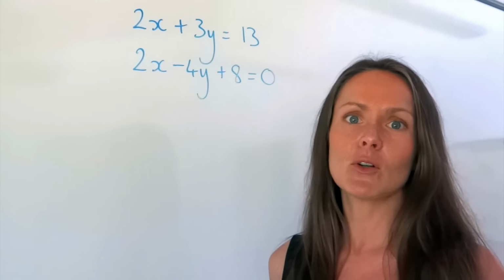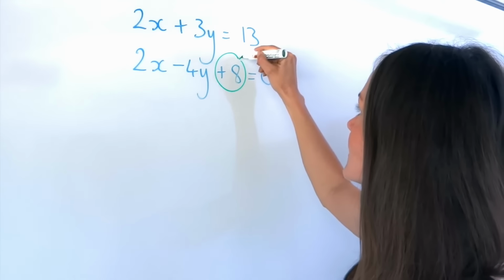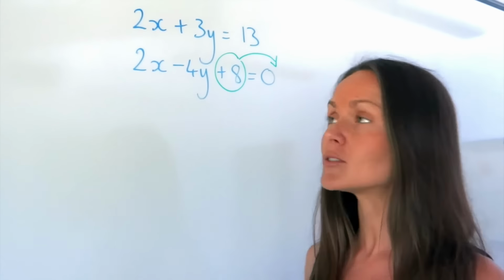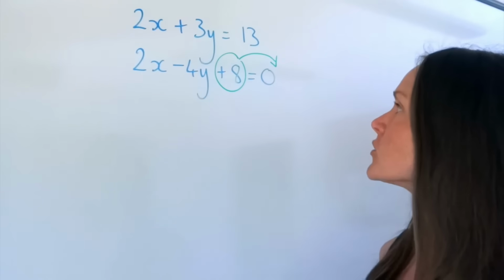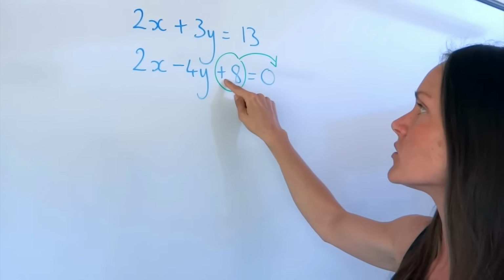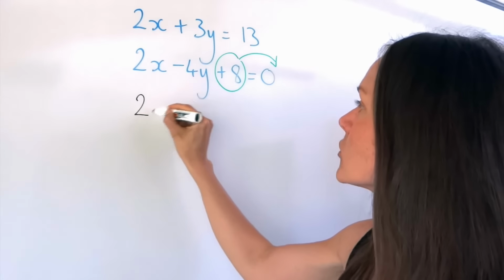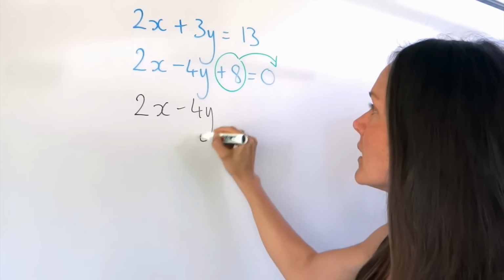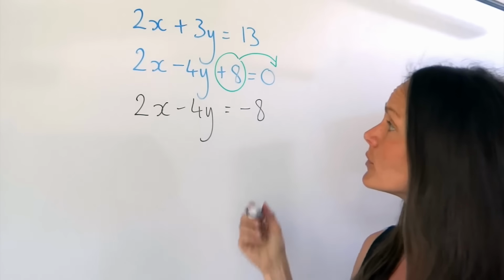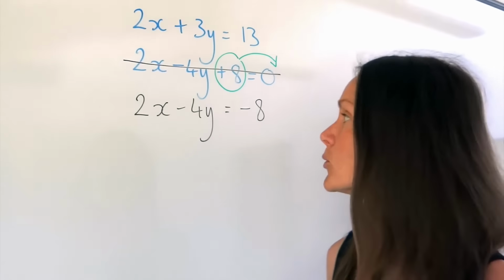Just to make it look a little bit easier, I'm going to move that 8 to the other side of the equation so that it's in the same layout as the equation above. So remember, when that 8 moves to the other side, it changes sign, so it becomes negative. So this equation turns into 2x minus 4y equals negative 8. Now that I've rearranged this one, I'm just going to cross that out. I don't need that equation anymore.